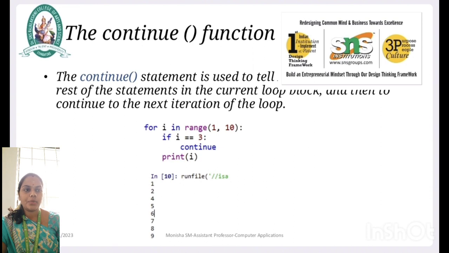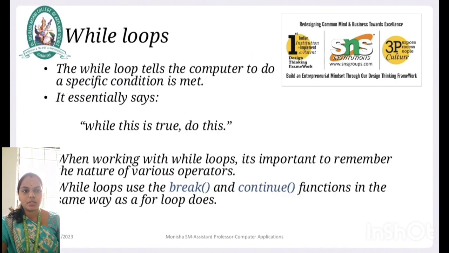The while loop tells the computer to do something while a condition is met. It essentially says while this is true, do this. While இப்போ இது ட்ரூவாக இருக்குன்னா then இதை பண்ணுங்க அப்படின்னு சொல்லும். When working with the while loop, it is important to remember the nature of various operators. While loops use break and continue functions in the same way as a for loop.